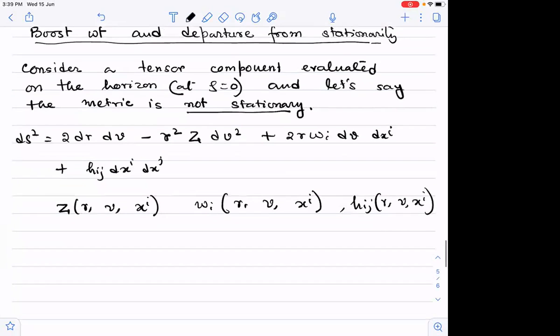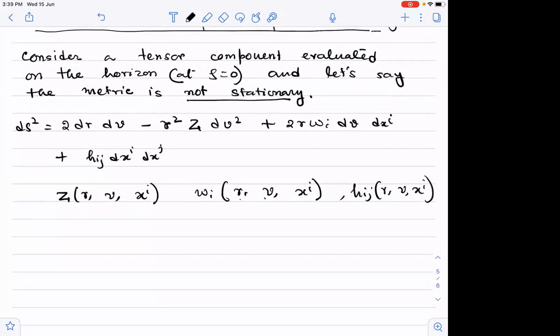So if they are separately functions of r and v, it is no longer stationary, and then there is no longer boost symmetry. It's not invariant anymore, because r times v is invariant. If r and v appear individually in a different way, it's not invariant. So this is the general structure for a non-stationary metric. And if it is stationary, this r and v will always appear in a product form.